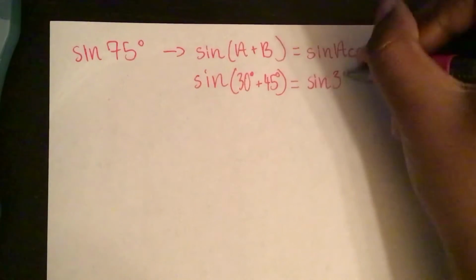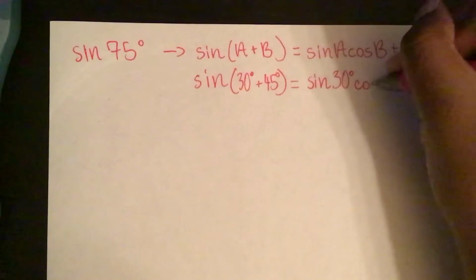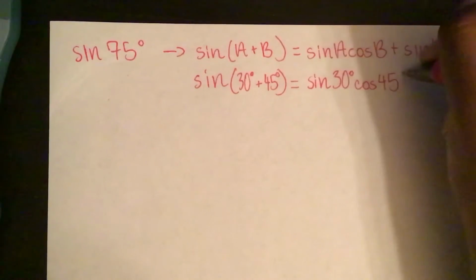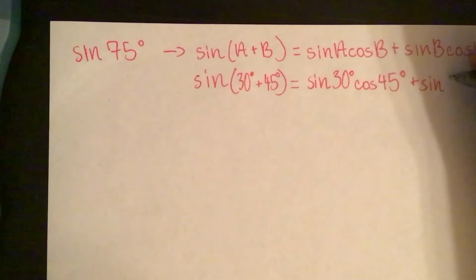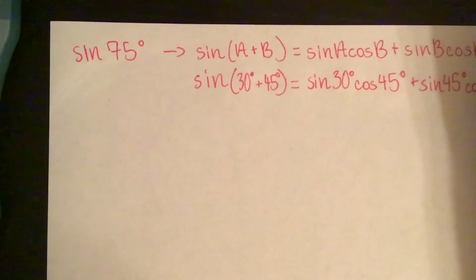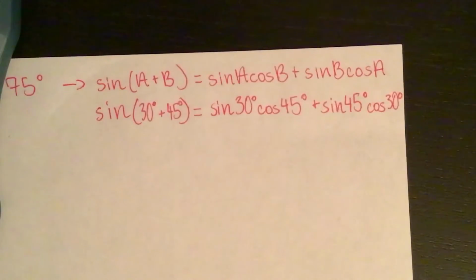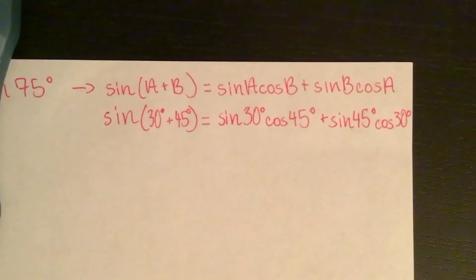Sine of 30 degrees times the cosine of 45 degrees plus the sine of 45 degrees times the cosine of 30 degrees. So here's what our problem should look like now. Right off the bat, if you memorized it correctly, you should know that the sine of 30 degrees is equivalent to 1/2.